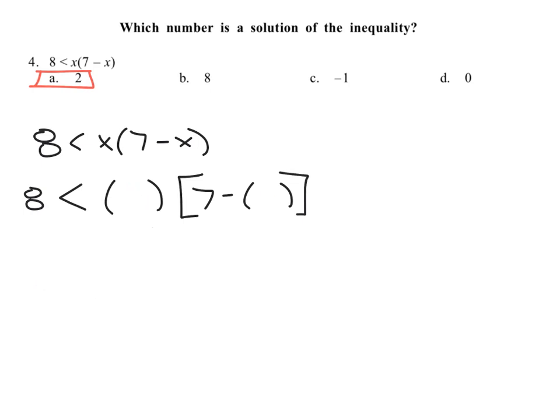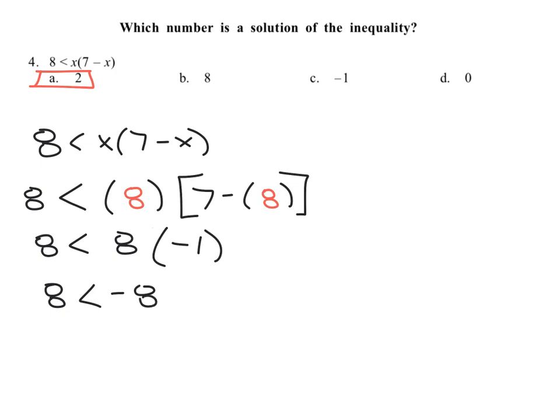I'm going to take this number 2 out that we subbed in there and try the other ones. Let's try another one. 8 they had. Let's try 8. Okay, and let's simplify that. 8 is less than, let's see, 8 times 7 minus 8. This amount inside, 7 minus 8, is negative 1. And we get then 8 is less than, what's 8 times negative 1? It's negative 8. Is 8 less than negative 8? No, it's not true. So we're going to cross that one out. That can't be it. And let's just continue on in that manner.